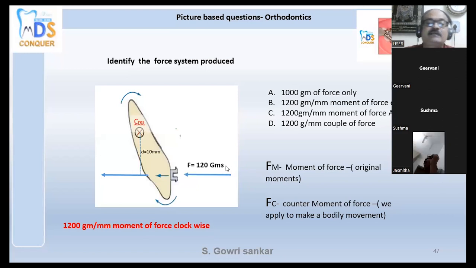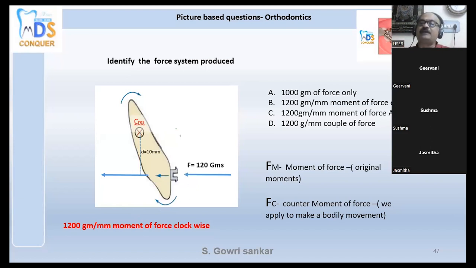We cannot apply the force at the center of resistance for a tooth, which is situated inside the root. In such a case, we apply it to the crown surface, where a force is applied to a bracket. Brackets are the attachments where we apply the force. So what happens? This force is applied at a distance L or D from the center of resistance. So when I apply this force, it tries to create a moment, a moment of a force, or a tendency to rotate.